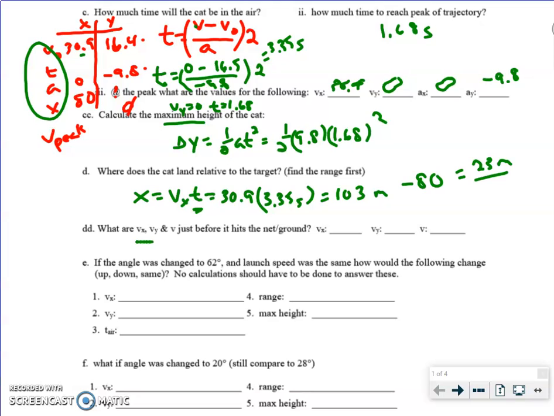Okay, then we can ask what are the velocities just before it hits the ground. Vx hasn't changed. Remember, that's constant throughout, so that's going to be 30.9. Vy is going to be the same as our initial Vy, except in the opposite direction, so that's going to be negative 16.4. And then if I want to find the overall velocity, well, it's got to be 35, right? It's got to be the same as the velocity that we launch it. If you do Pythagorean theorem for these, you will get 35.